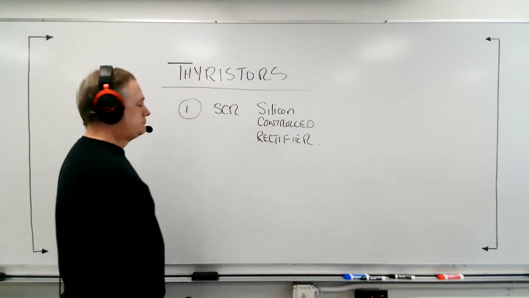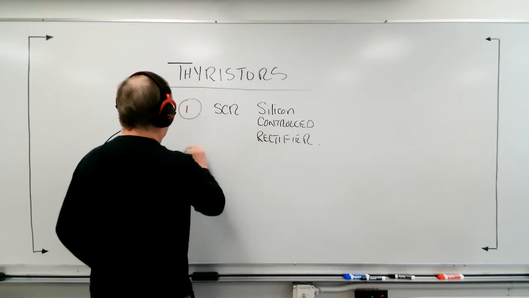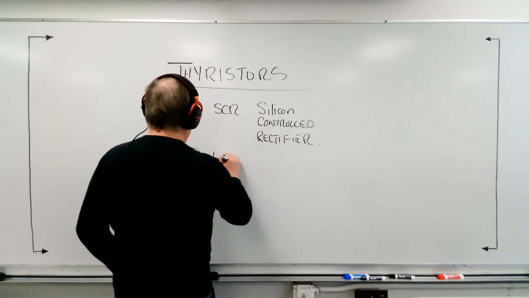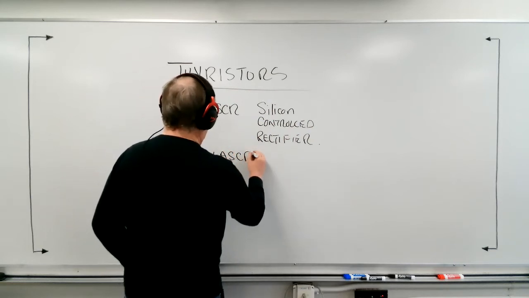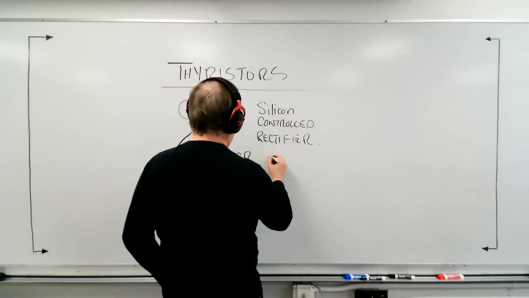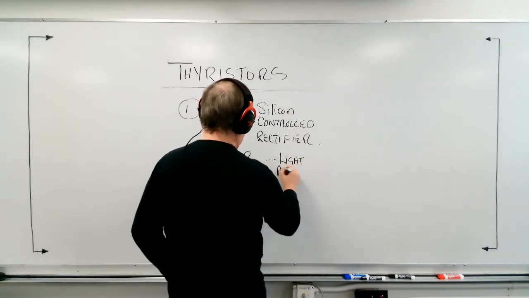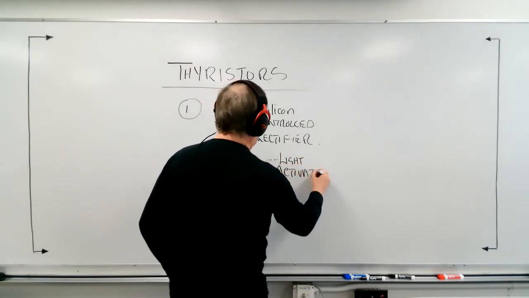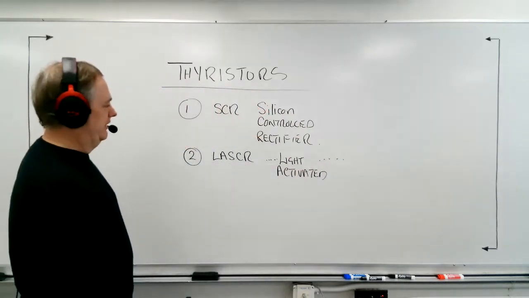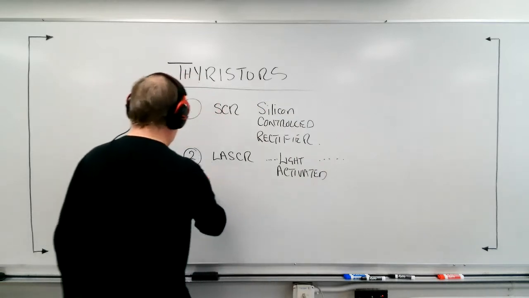And the next component, very similar in nature to this, is actually also an SCR, but it's an LASCR. Really it's just a silicon controlled rectifier that is light activated. Light activated. We'll be looking at that one toward the end of the thyristor group of components.